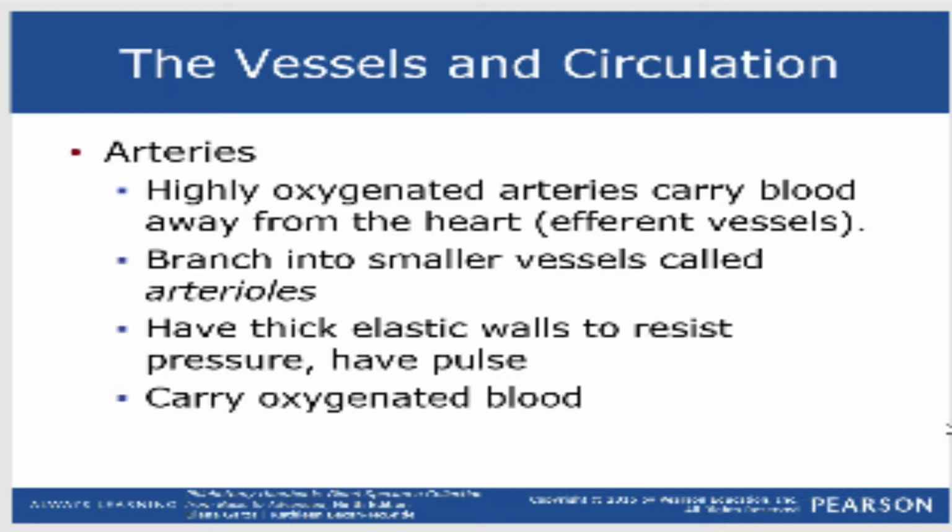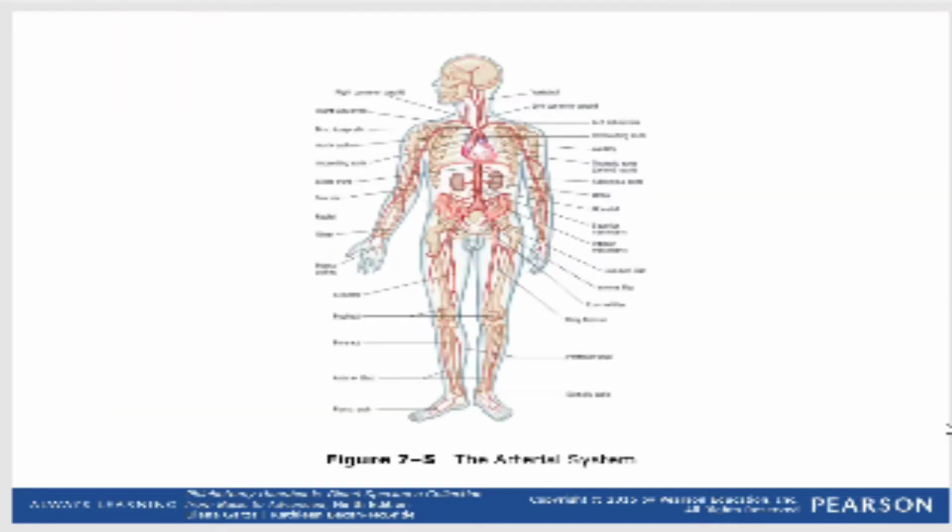Your arteries, think arteries, away. Arteries carry the blood away from the heart. So the blood that's in the arteries is oxygenated blood, and it's carrying out to the tissues. So the arteries go out through the body, and as they get smaller, they are called arterioles. You can tell an artery from a vein because it has very thick walls, and it has a bounding pulse noted in it. And remember that they carry oxygenated blood.